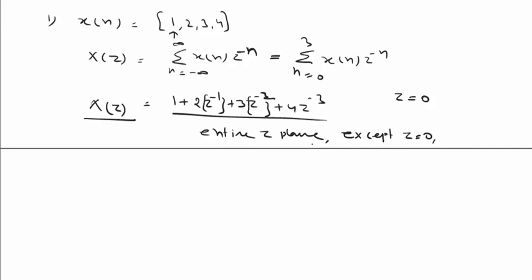Z is not included. 0 is not included. Means ROC is 0 radius circle is excluded. Question number 2.